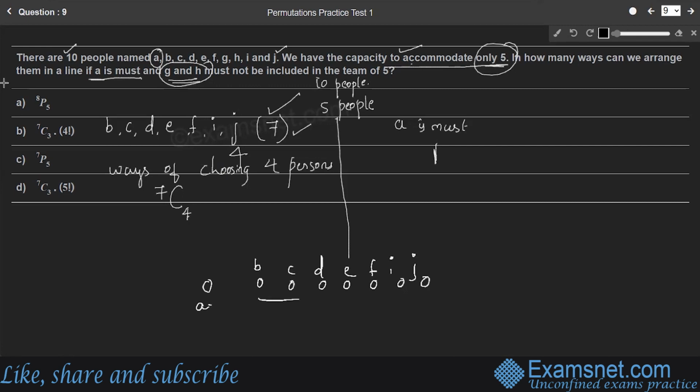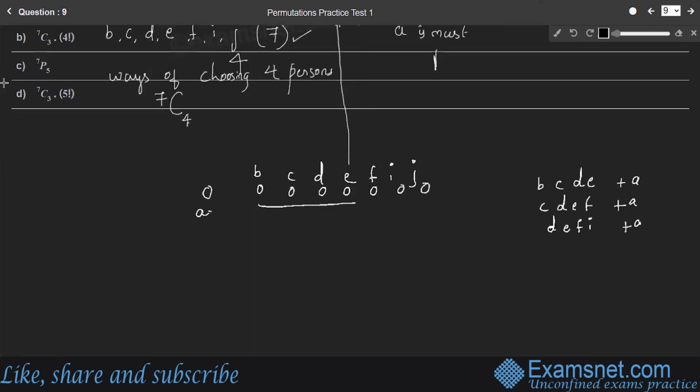You can choose B, C, D, E along with A. So I'll just write the combinations: B, C, D, E plus A, or you can choose C, D, E, F plus A, or you can choose D, E, F, I plus A, or you can choose E, F, I, J plus A.